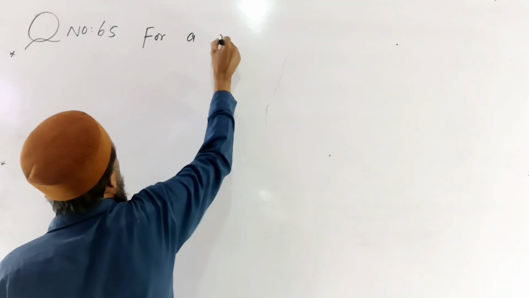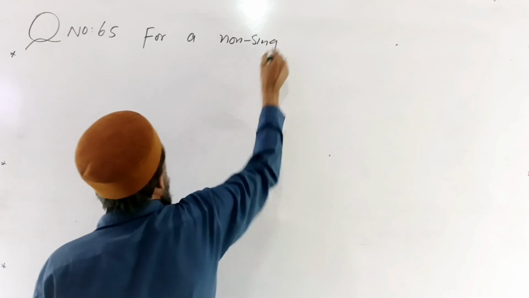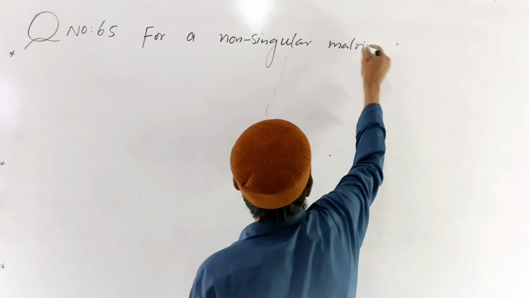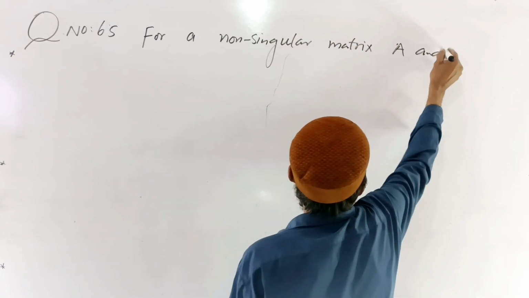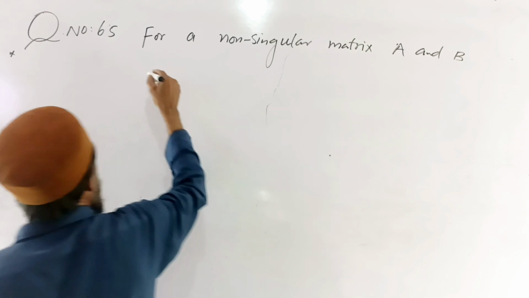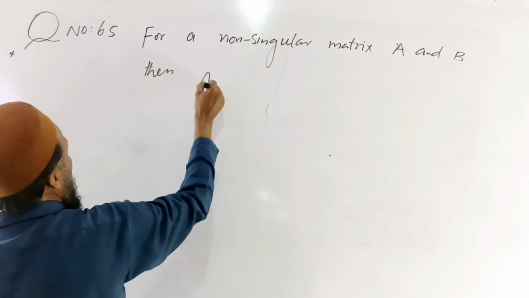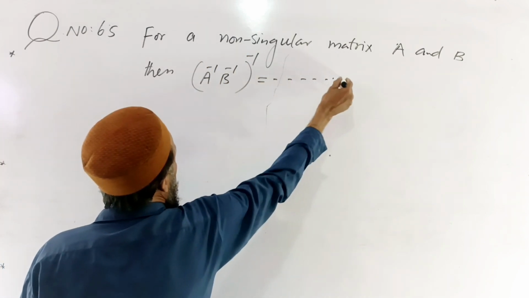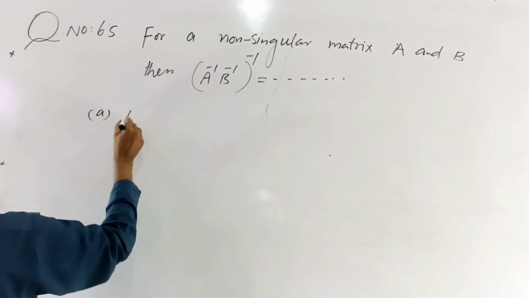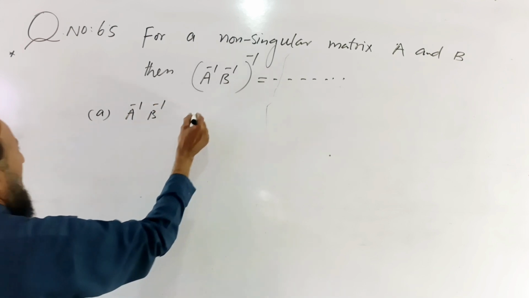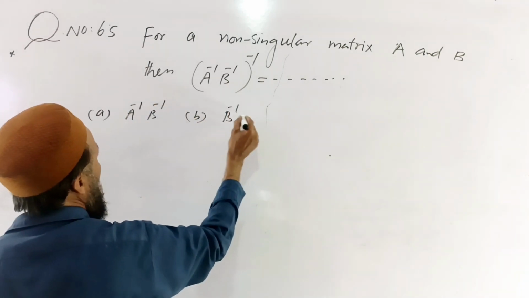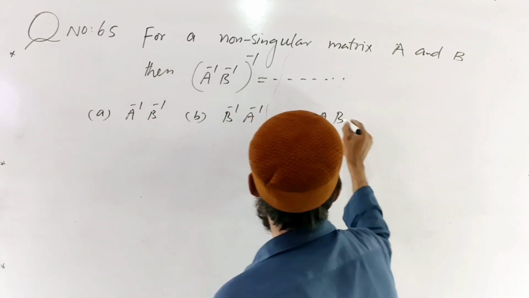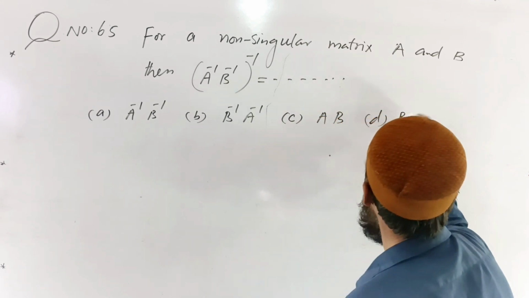For non-singular matrices A and B, then A B whole inverse is what? The options are: A) A inverse B inverse, B) B inverse A inverse, C) A B, and D) B A.